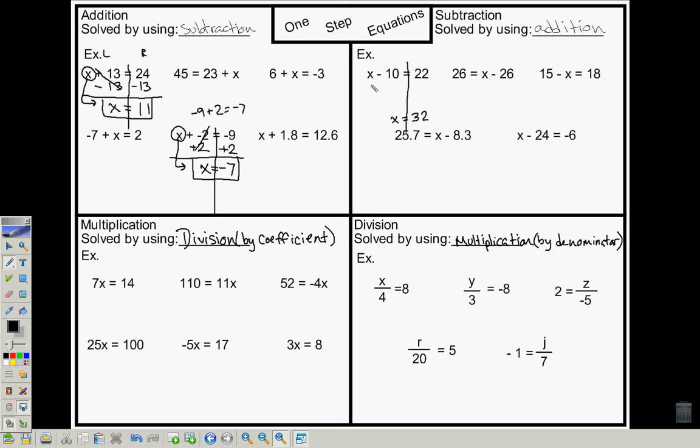So x down here, at the end of this problem, is isolated and alone. Up here it is not isolated and alone. It has negative 10 keeping it company. So we need to do the opposite of negative 10. That's positive 10. So here we go. Positive 10 and positive 10 on this side. These cancel. X has been isolated, and 22 plus 10 equals 32. So this is finished. And I say to the student who shouted out the answer, you're right.